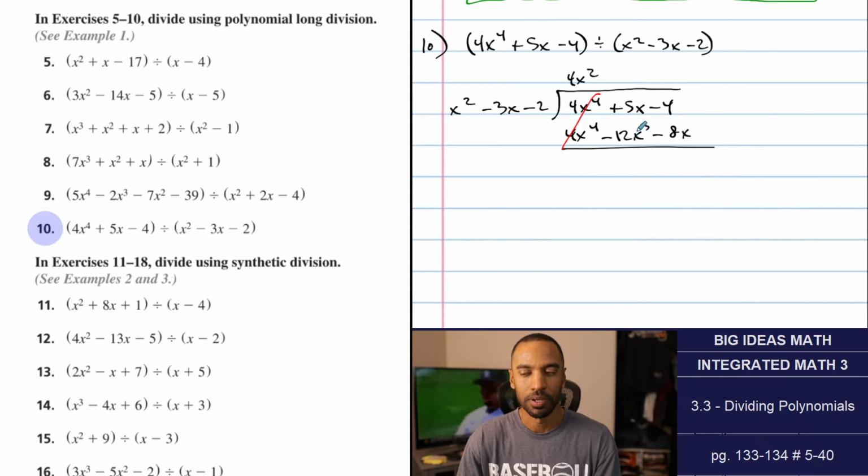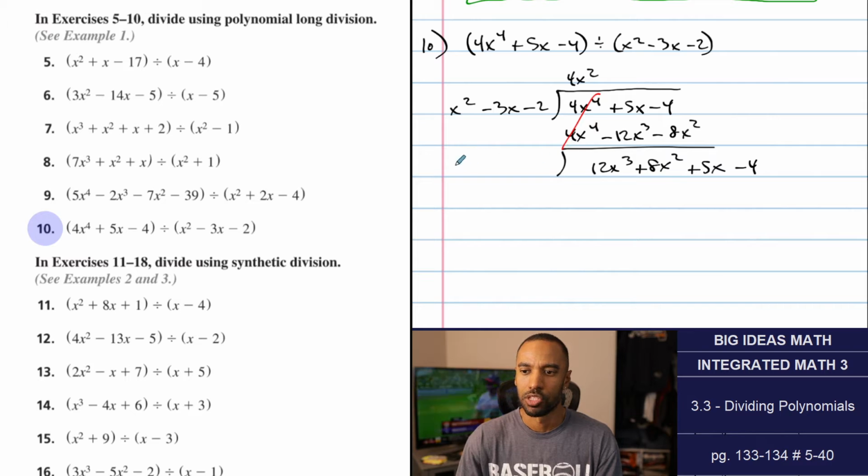So I bring this down. But I have to subtract. 0 minus 12x cubed is positive 12x cubed. 0, these combine. Wait, did I mess something up? This should be minus 8x. Is that a minus 2? Hold on. What did I do? Oh, this is 8x squared. Okay. 0 minus negative 8x squared is positive 8x squared. And then bring down the 5x minus 0, negative 4 minus 0.